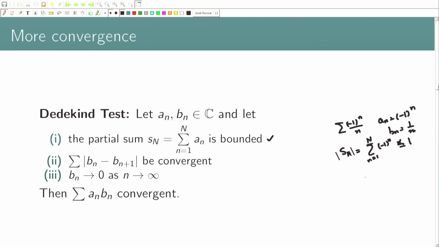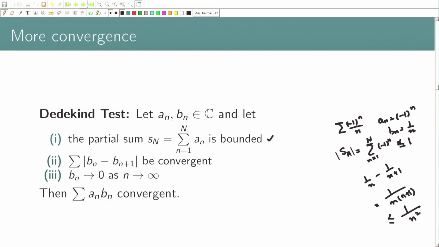And in the second condition, 1 by n minus 1 by n plus 1 is equal to 1 by n into n plus 1, which is a series of the form 1 over n square, and by the comparison test, this is less or equal to 1 by n square, and this converges. B n of course converges to 0, then summation A n B n is convergent.